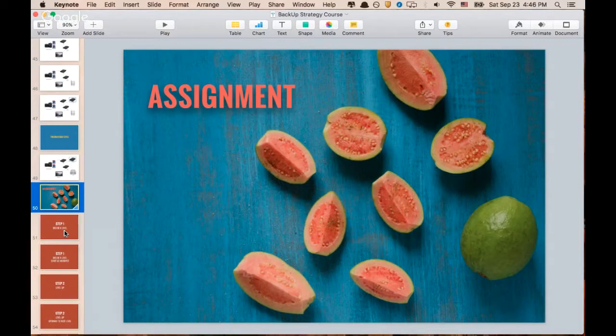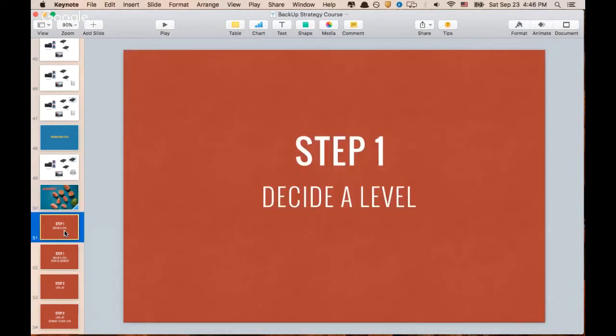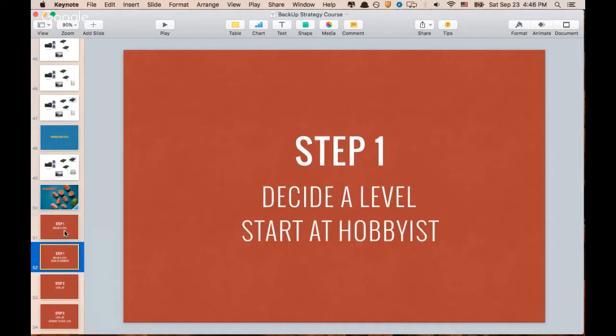So I've divided this into several different steps. Step number one: you need to decide what level you're going to play. Are you going to go all the way through and have a server, a full-blown backup system, or are you going to do something different? That's something you need to decide.